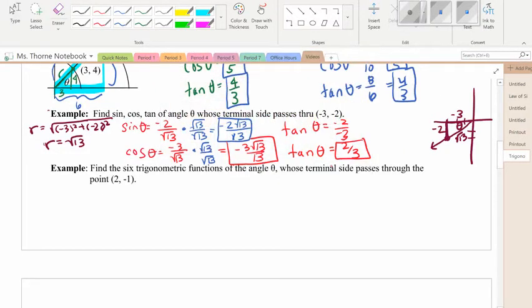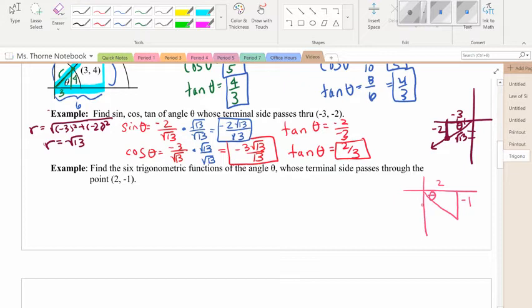So now we're going to go ahead and find the 6 trigonometric functions of the angle theta whose terminal side passes through the point (2, -1). So again, we want to draw a triangle. We know that we are in the fourth quadrant because we have a positive x and a negative y. So this would be 2 and negative 1, and this would be our angle of theta. Theta is always made with the x-axis and the terminal side, never the y-axis. Just keep that in mind.